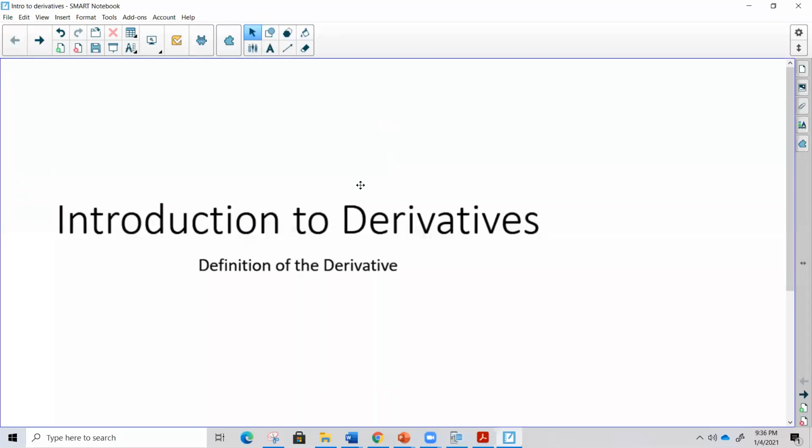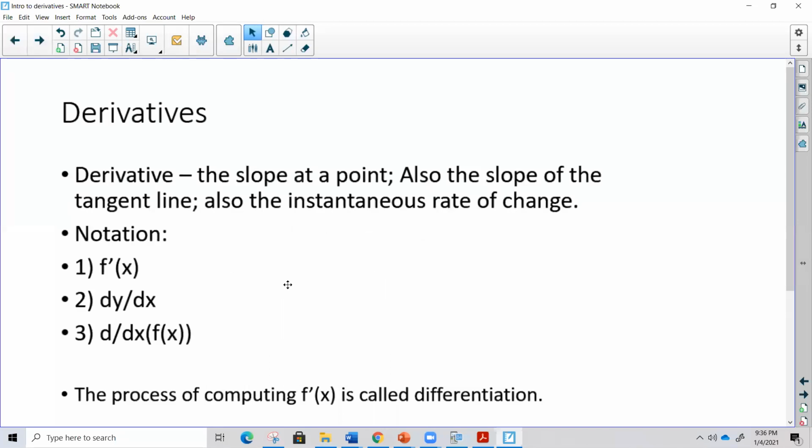In this video, we're going to start talking about the second main concept of calculus, which is derivatives. And we're going to look at the definition of the derivative. So the derivative is the slope at a point. And we talked about in the first lesson how we find a slope at a point: we look at the tangent line. So the derivative is also the slope of the tangent line, because the slope of the tangent line is the same as the slope at the point.